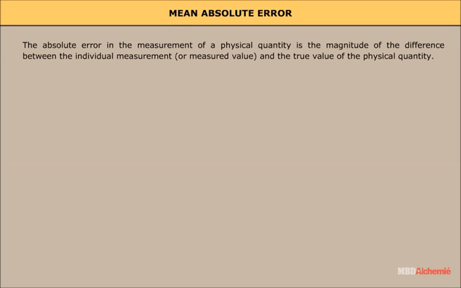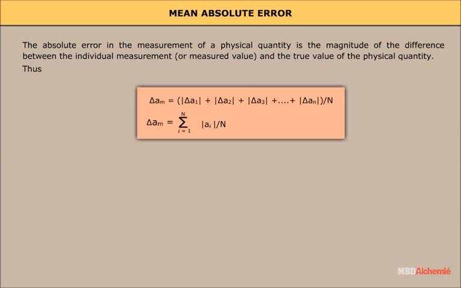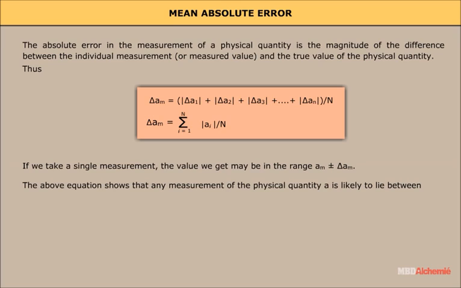Mean absolute error. The mean absolute error of the value of the physical quantity A is the arithmetic mean of the magnitudes of all the absolute errors in all the measurements. It is represented by delta AM. If we take a single measurement, the value we get may be in the range AM plus minus delta AM. The above equation shows that any measurement of the physical quantity A is likely to lie between AM plus delta AM and AM minus delta AM.